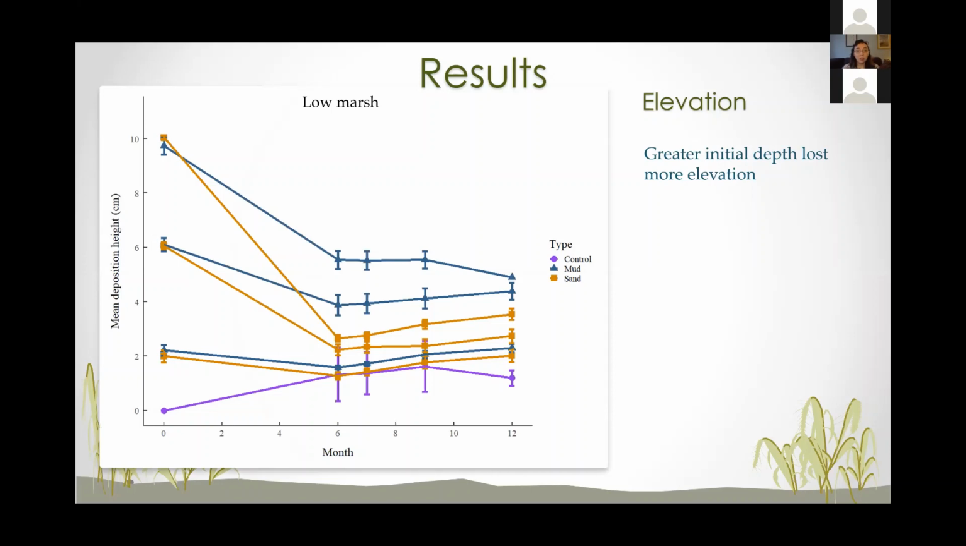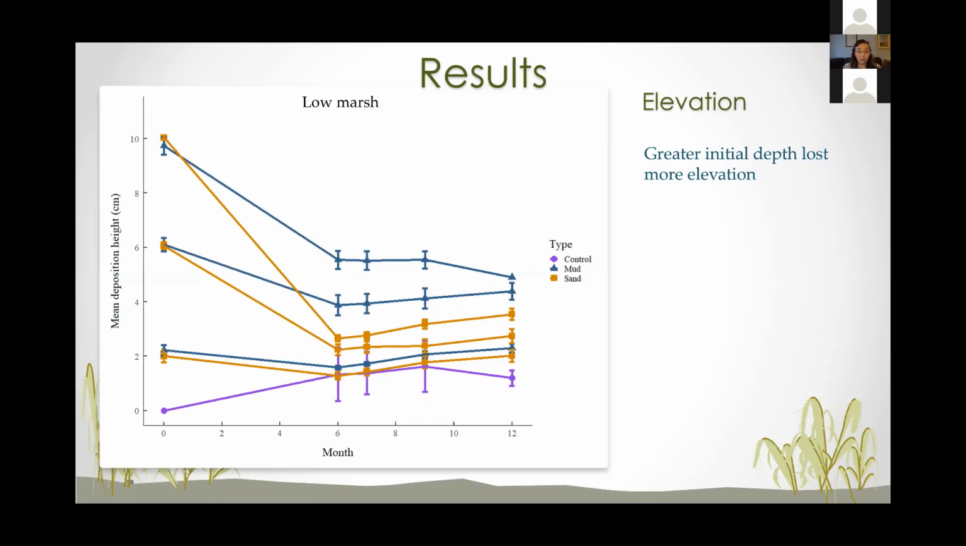Here is an example of one of my graphs of results for the elevation data. If you look on the y-axis, you can see the 10 centimeter, 6 centimeter, and 2 centimeter depositions, as well as a control. You can see here that the control gained elevation, that there was natural deposition over the course of this. This was the autumn deposition, so over the course of a year. You can also see that particularly initially, there was erosion, and the more erosion occurred, the higher the initial deposition. And that was a trend that occurred pretty much everywhere.